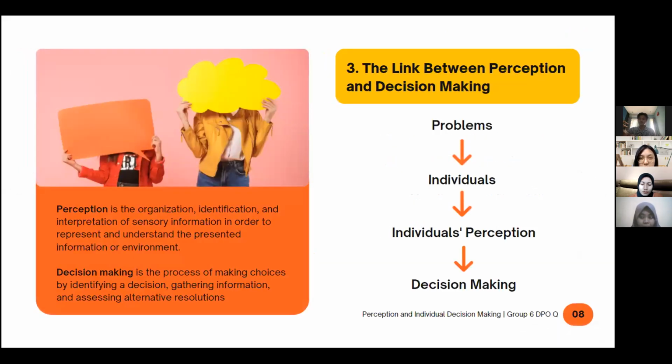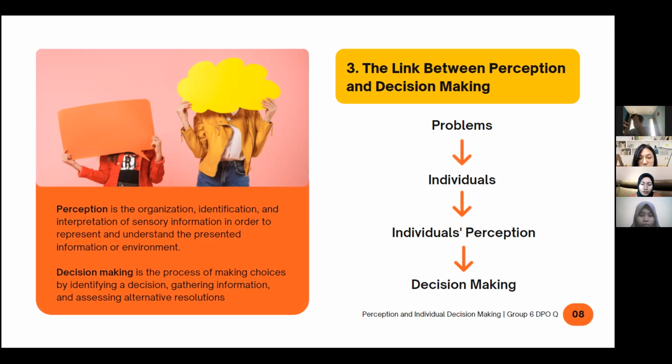So the next one is the link between perception and decision making. Perception is the organization, identification, and interpretation of sensory information in order to represent and understand the presented information or environment. So it's a way of someone understanding or interpreting something. And decision making is the process of making choices by identifying a decision, gathering information, and assessing alternative resolutions. So what kind of relationship do perception and decision making have?